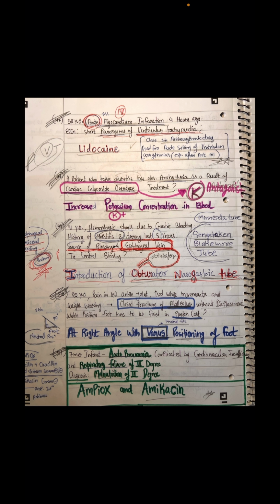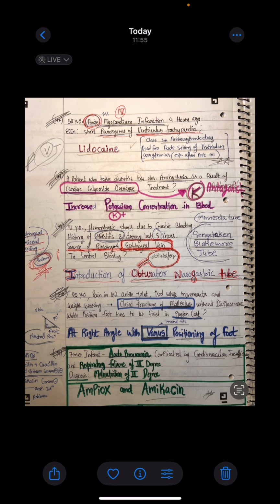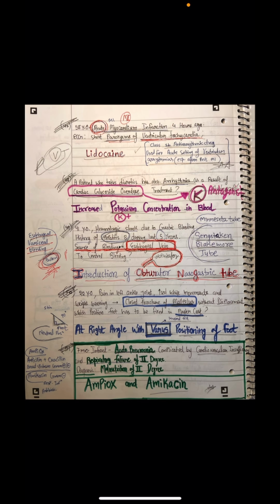When the question says about cardiac glycoside overdose, just prescribe the potassium antagonist, or increase the potassium concentration in the blood, and move on. Let's see our next patient.